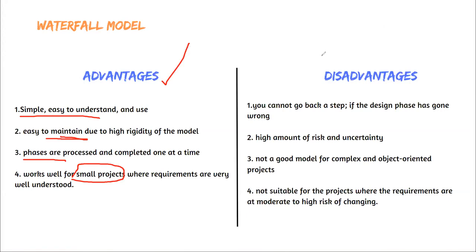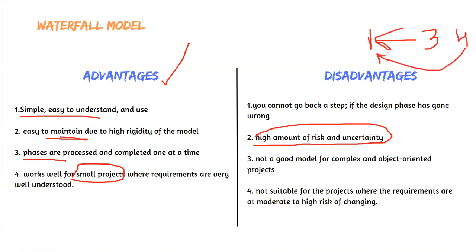Coming to the disadvantages, your major disadvantage is you cannot go back to the previous step. What can you not do? We cannot go back to the previous step. First thing. Second thing is the high amount of risk and uncertainty. For example, if you are on stage number 3 and stage number 1 is wrong, you can't go back. You need to complete stage number 4, and only then will you be able to go back to 1. At this time, are we consuming a lot of time or not?